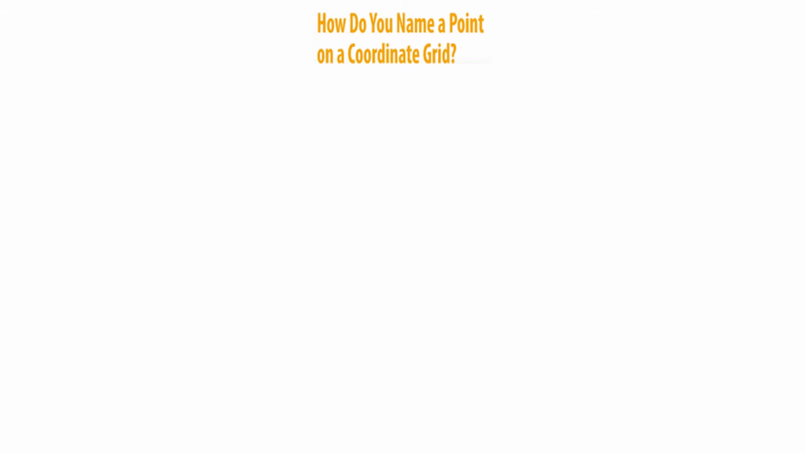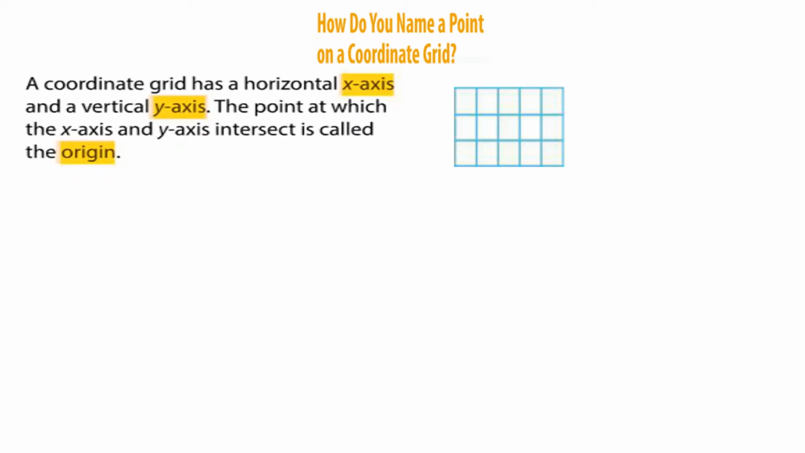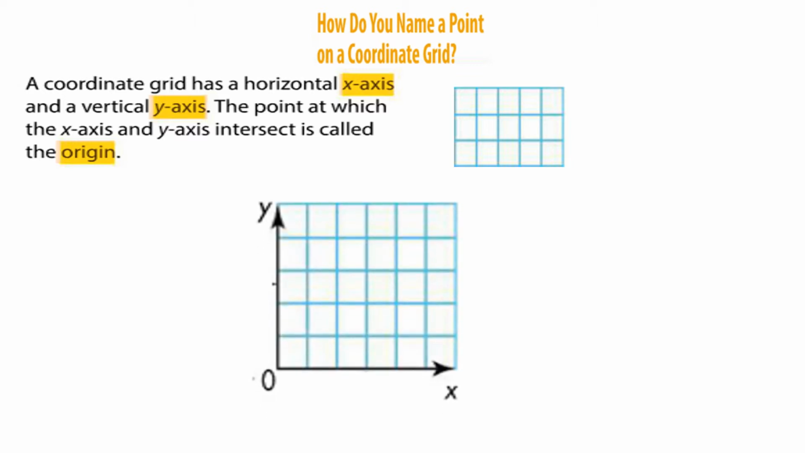Our lesson today is about how to name a point on a coordinate grid. Firstly, let's know what a grid is. Of course, everybody knows a grid like that one. After that, what is the coordinate grid? It's a grid that has a horizontal x-axis and a vertical y-axis, like that one. This is called a coordinate grid. Those two black lines are called the two axes of the coordinate grid.